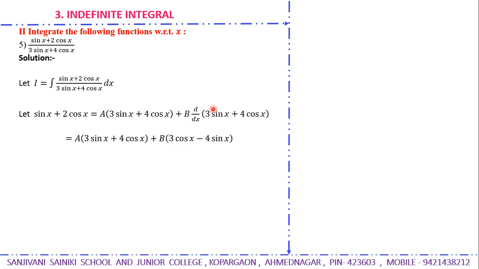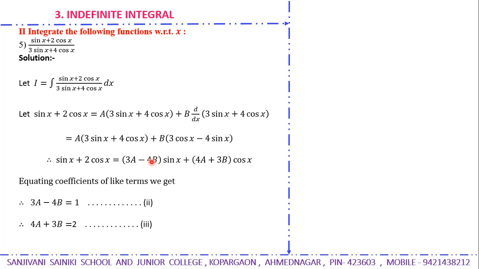So A times the denominator plus B times the derivative of the denominator, which is 3 cos x minus 4 sin x. Now we will multiply this factor by A and this factor by B. Then we will collect the like terms, sin x in one bracket, cos x in another bracket, take the common, and then we will equate the coefficients of like terms.